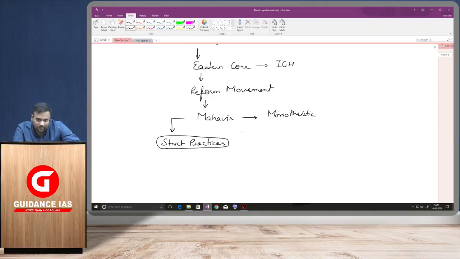मेरे को प्याज नहीं दोगे तो फिर खाया ही क्या है? So tamas is something on which I survive. Okay. So strict practices, as a result of which it was less popular.